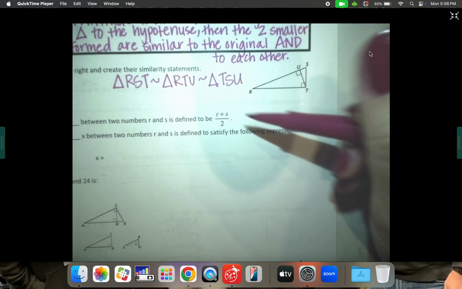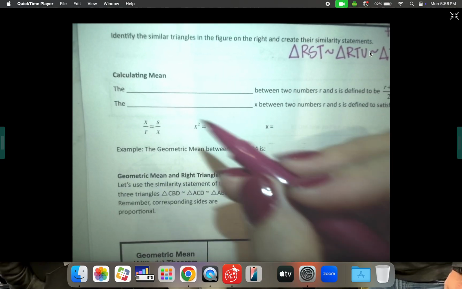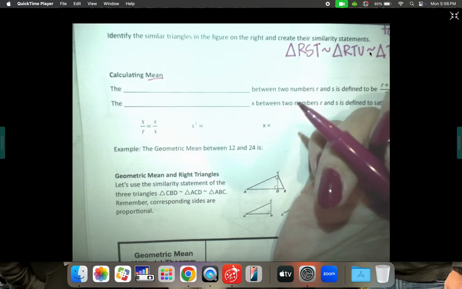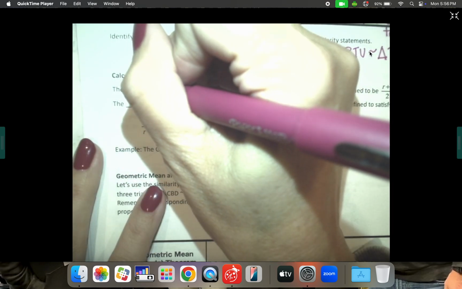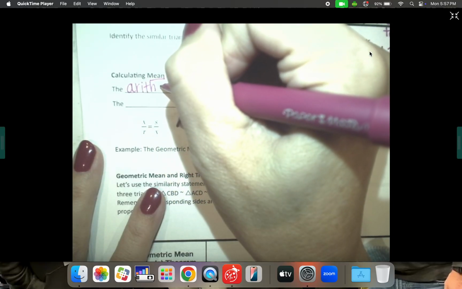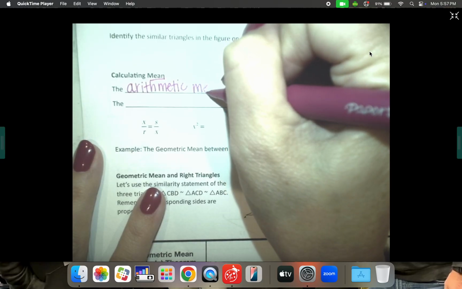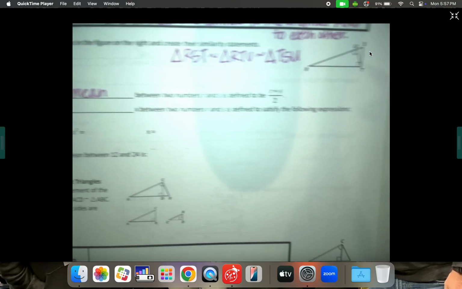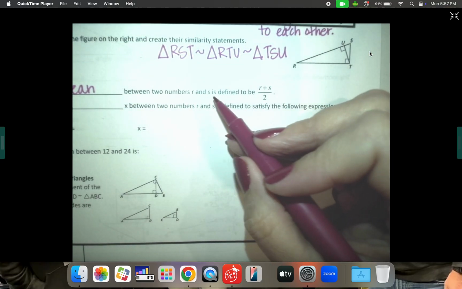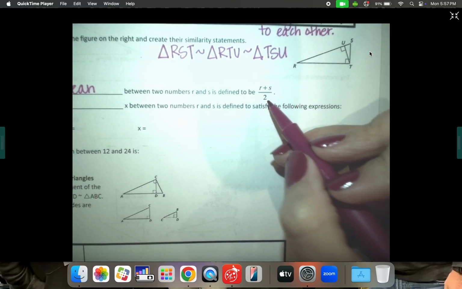Okay, if you can figure out a way to see all three of those triangles, it will help you. Okay, something you learned a long time ago is the word mean. The arithmetic mean, I know it looks like arithmetic, but it's actually pronounced arithmetic. It's weird. The arithmetic mean, the one you've learned your whole life, between two numbers like R and S is defined to be you add all the numbers and then you divide by how many there are.